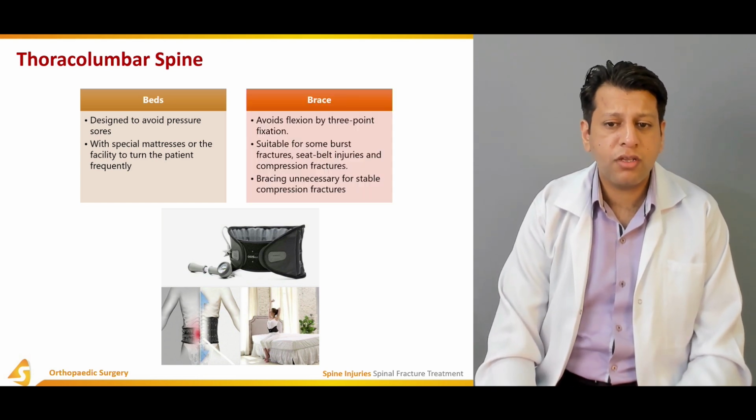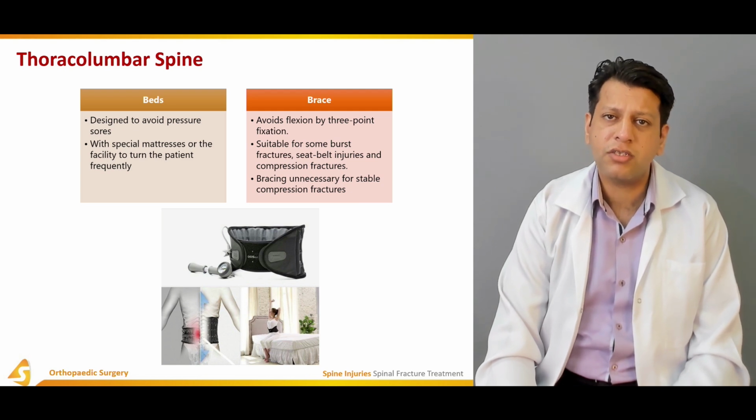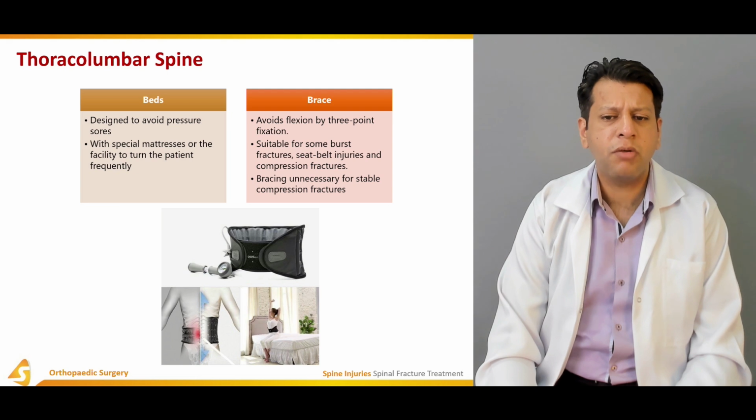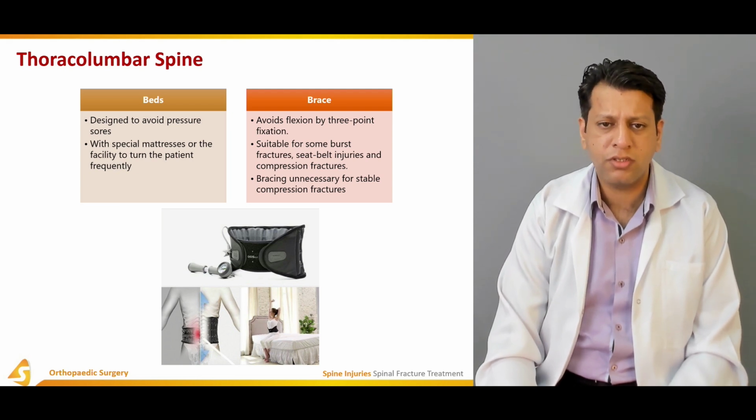Bracing usually avoids flexion by 3-point fixation. It is only indicated if there is an unstable spinal injury that does not need fixation, but it may be suitable for some burst fractures, seat belt injuries, and compression fractures. Usually it's not necessary in the case of stable injuries.